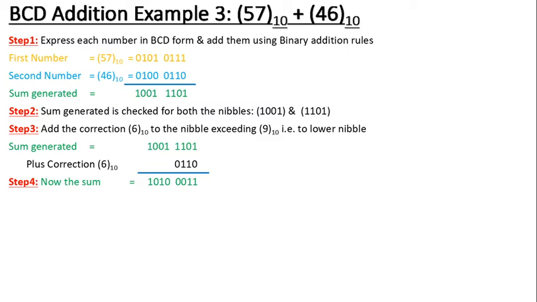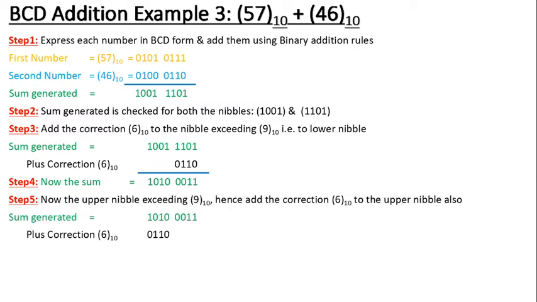Now in this step number 4, you can observe that lower nibble 0011 is well below 9. But now the upper nibble 1010 is exceeding 9. So in the next step, step number 5, the upper nibble exceeding 9 decimal, hence add the correction 6 decimal to upper nibble also.